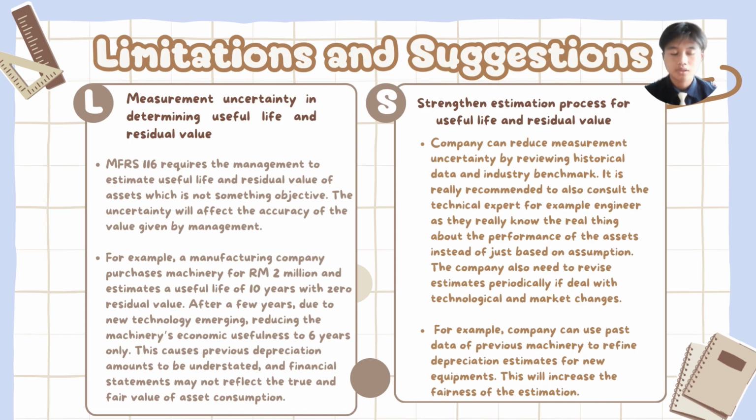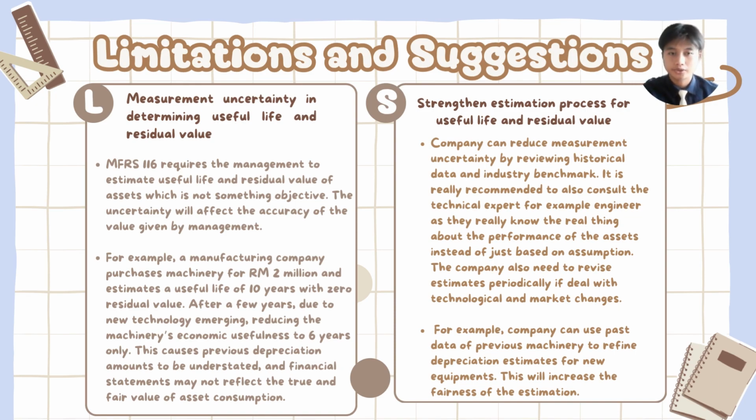For example, a manufacturing company purchases machinery for RM2 million and estimates a useful life of 10 years with zero residual value. After a few years, due to new technology emerging, the machinery's economic usefulness is reduced to 6 years only. This will cause previous depreciation amounts to be understated and financial statements may not reflect the true and fair value of asset consumption.